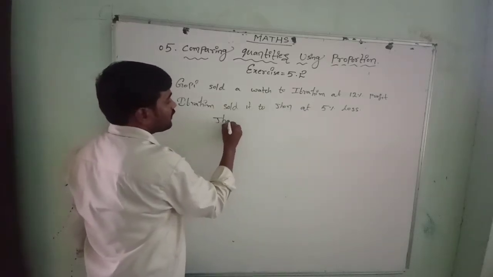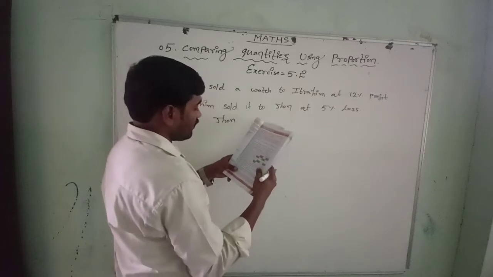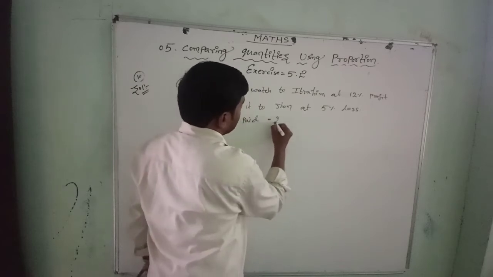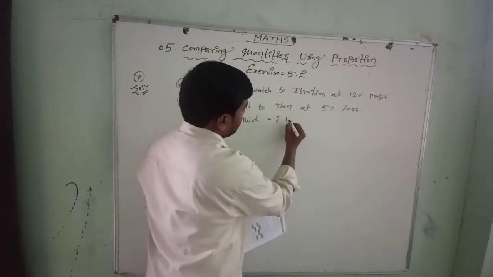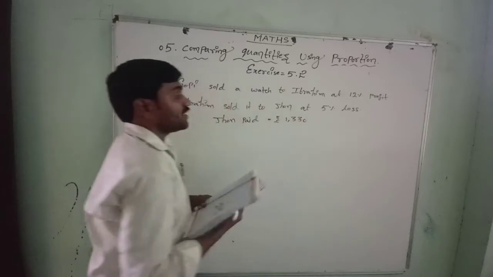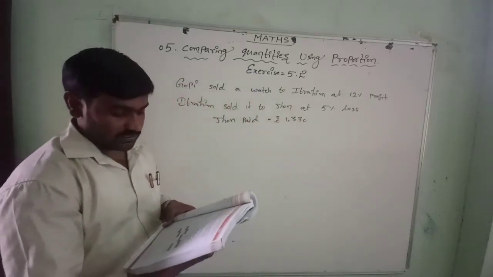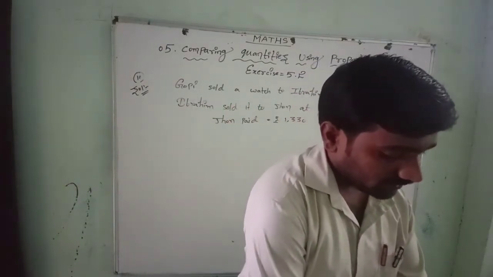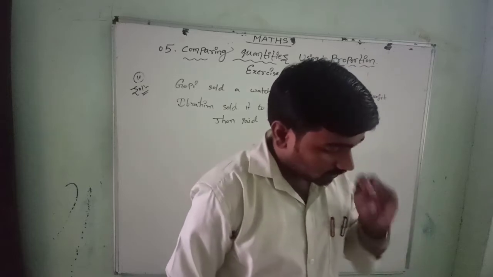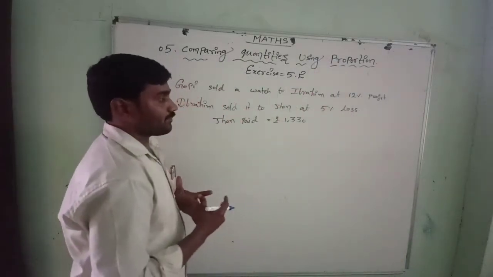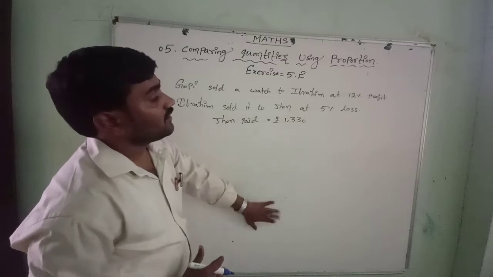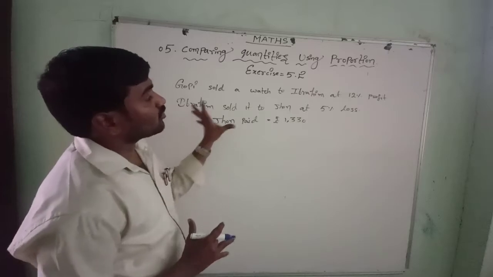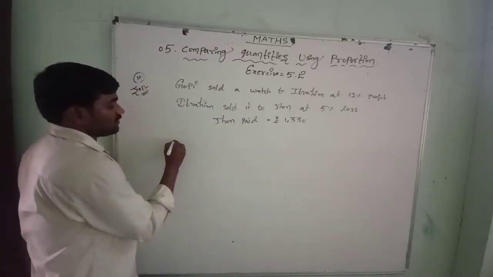John paid 1330 rupees. So find for how much Gopi sold it. Now John paid 1330 rupees. Then find out how much amount Gopi sold it for. Then Gopi's sold price is equal to the selling price.